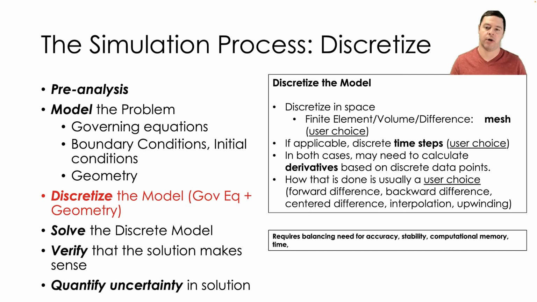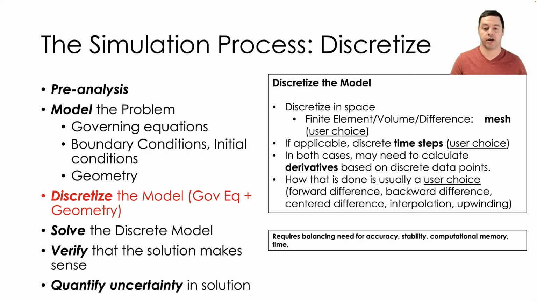There are certain XYZ locations where the solution of the algebraic equation will be calculated. So that's called a mesh. That mesh is a user choice. How many of those points you use and where you put them is a user choice. If you make a bad choice, you won't get a good solution. So we'll talk a lot about that in the verification step.